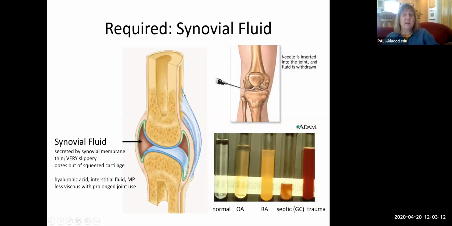Did you know gonorrhea can give you an arthritis? Okay, so it's not just a disease that affects your reproductive tract.